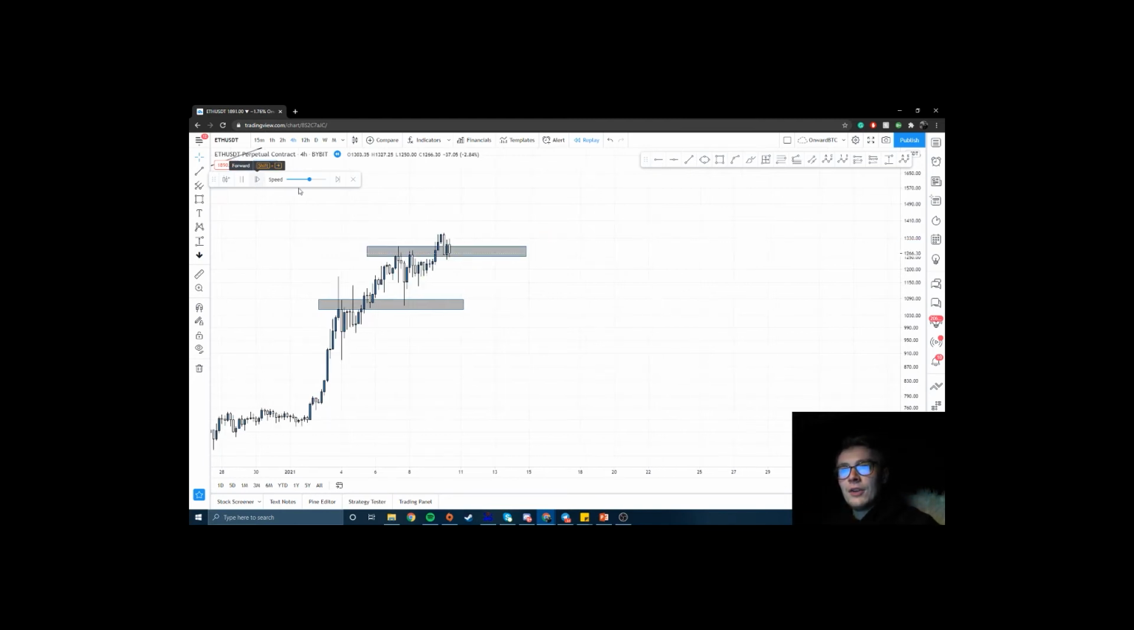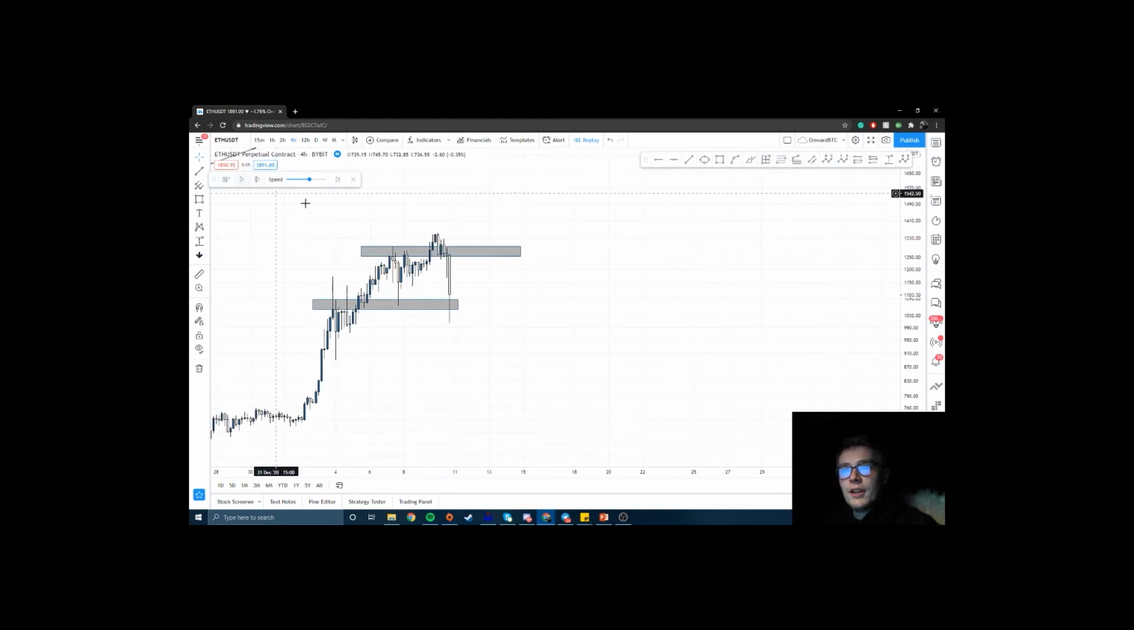Okay, so we came down. Once again, you can see it's acting as support. Oh, what happened? Actually, it did not hold for our next period of consolidation, or our next period of continuation. So we got a resistance off of there.